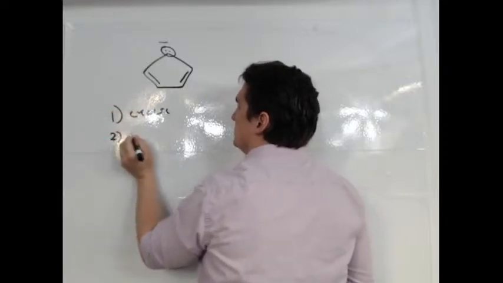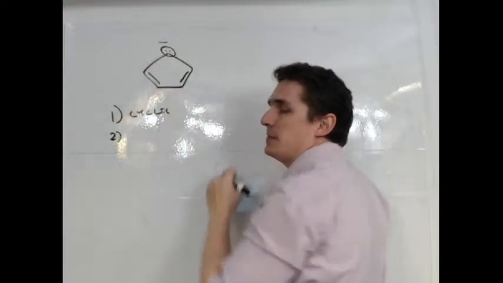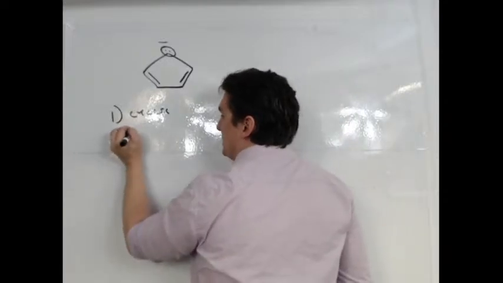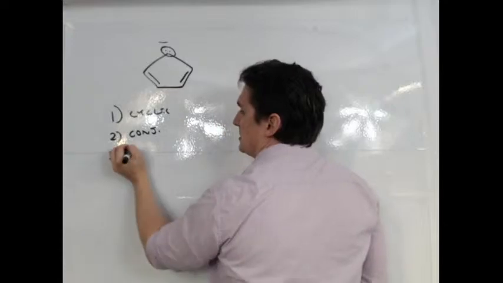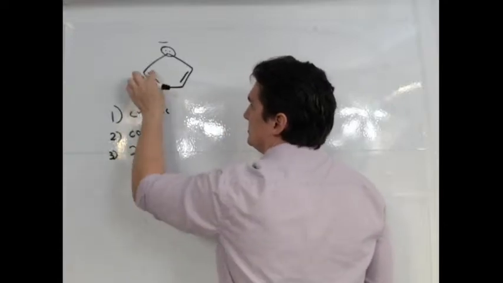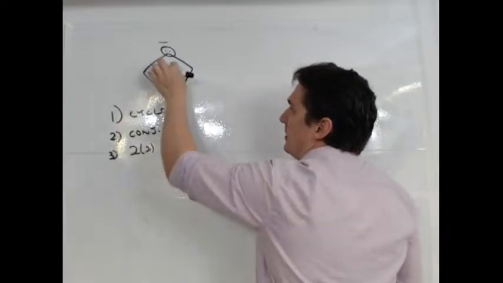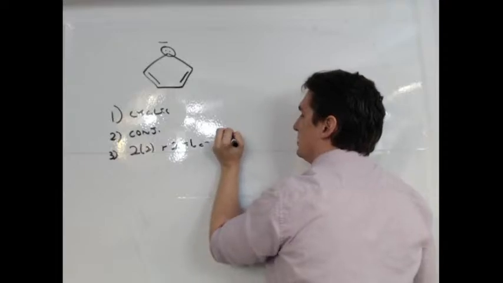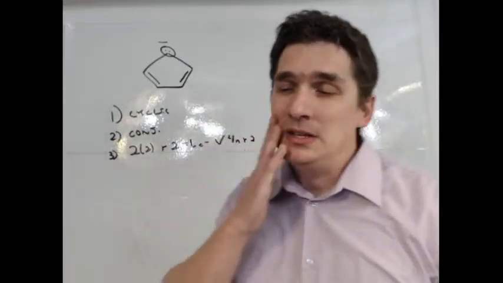Is it conjugated? Well, we have two adjacent double bonds, and we have these lone pairs on carbon that we can use to form a ring. So it's definitely conjugated. Does it meet the 4n plus 2? Well, we have 2 pi bonds, and we have the lone pairs on that anion, so we end up getting 6 electrons, which is definitely 4n plus 2. So this is aromatic.